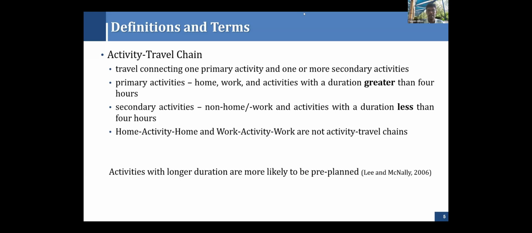A study by Lee and McNally finds that activities with longer duration are more likely to be pre-planned, and hence these longer duration activities are more likely to determine the activity attributes of secondary activities. By using the activity duration as a criterion to determine the activity travel chain anchor or primary activities like we did in our study, this definition of activity travel chain captures this relationship.